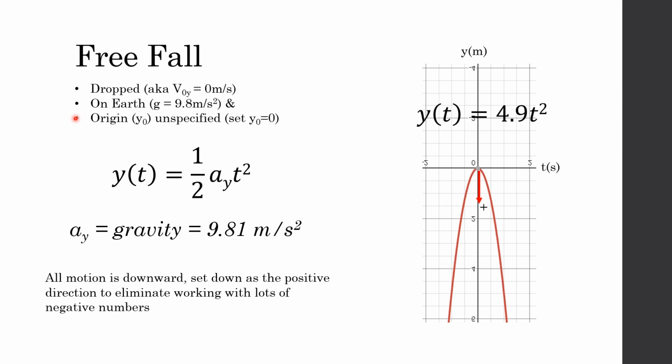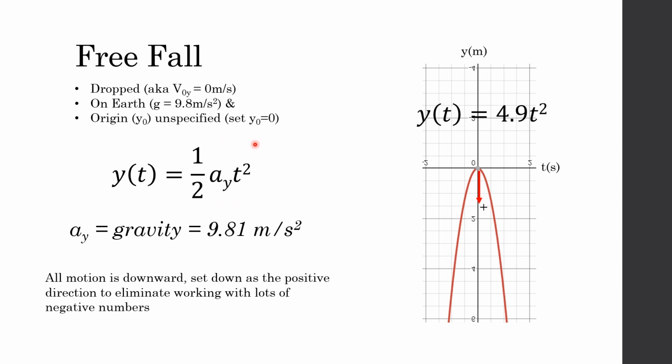In a similar vein, all the motion is taking place in the downward direction, right? So I could define up as positive, but then I'd have to work with a bunch of negative numbers. And as I mentioned before, it's a lot easier to work with positive numbers, because you don't have to worry about forgetting the sign. And so I'm just going to define down as the positive direction in this case. That way I can work with all positive numbers.